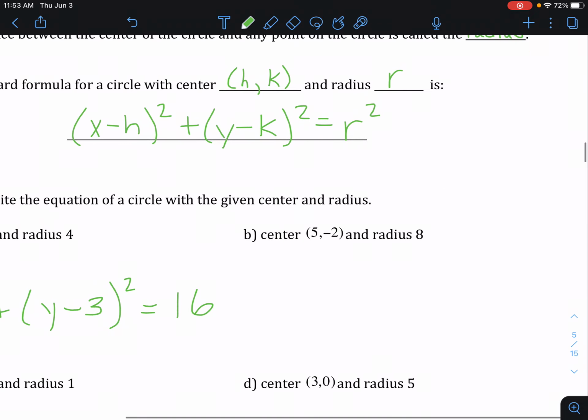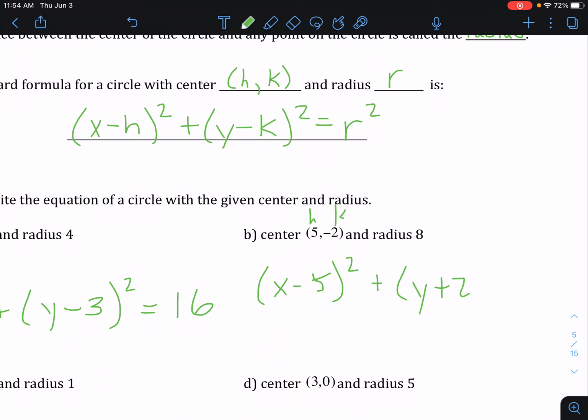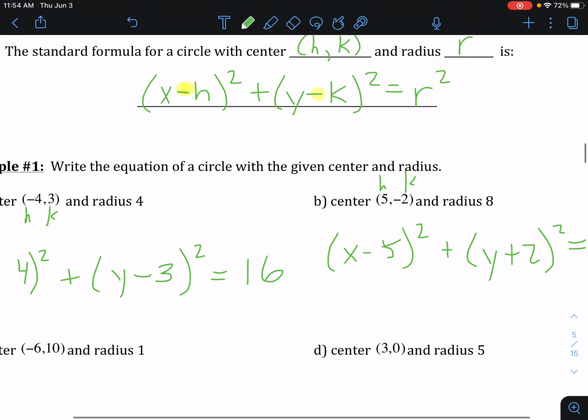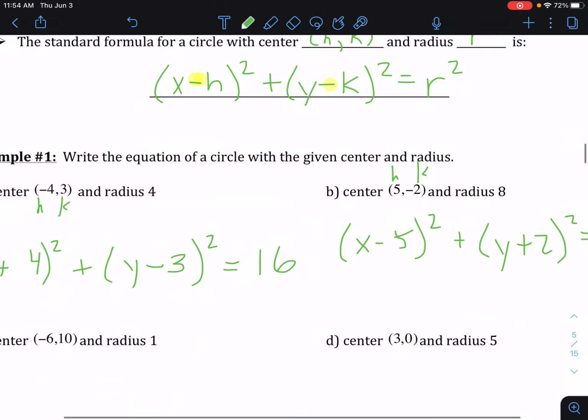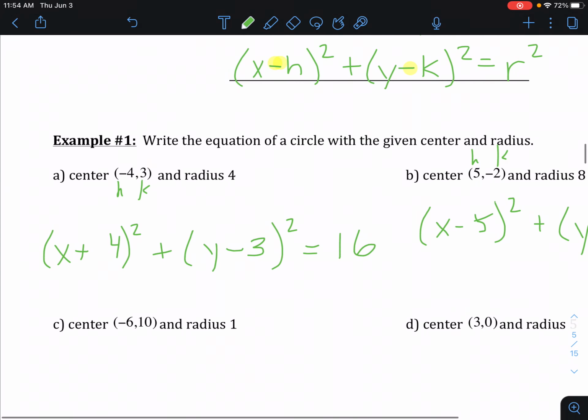Okay, let's try another one. So where it says x minus h, I'm going to put x minus 5, because we had h and k. So x minus 5, then squared, plus y plus 2, then squared. Notice it's y plus 2. In the point, it has a negative 2, but we're dealing with double negatives here. So be careful when you're dealing with formulas that have minus signs. And then equals 64. Okay, the 64 comes from 8 squared, again, because the formula has r squared. Okay, let's try another one.